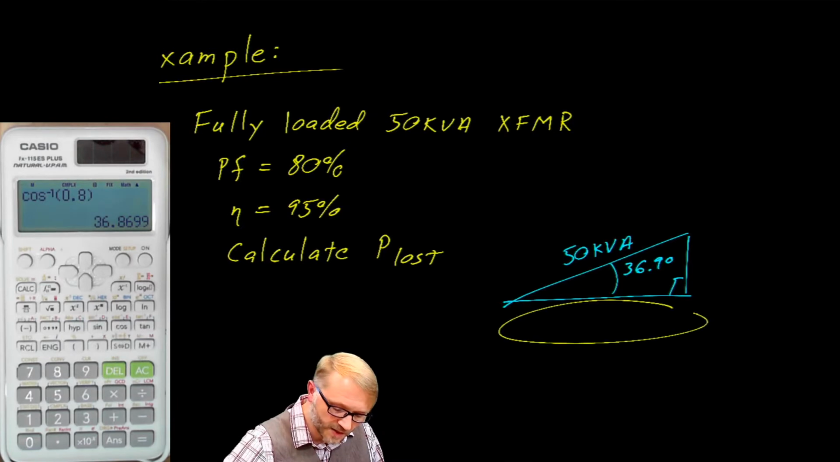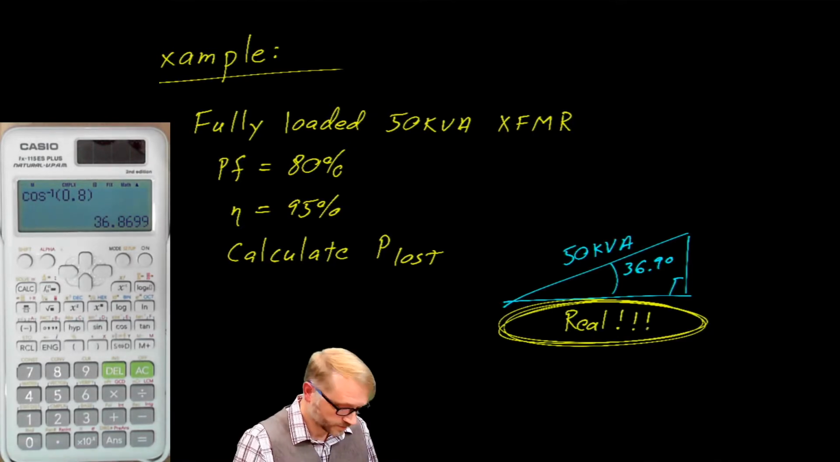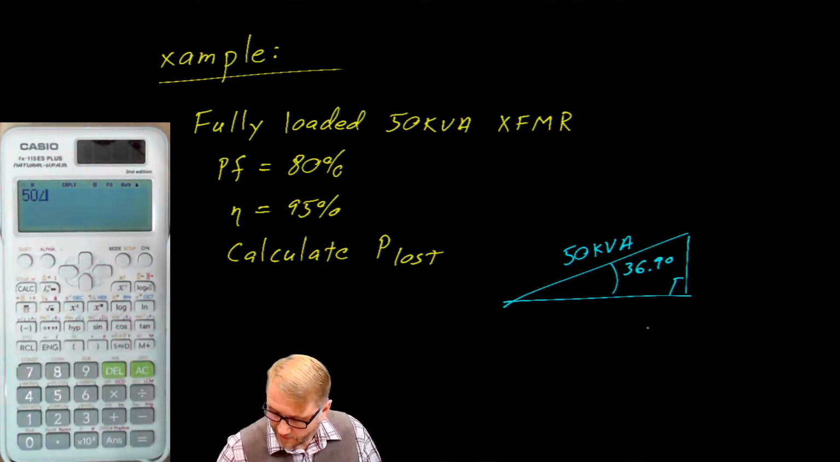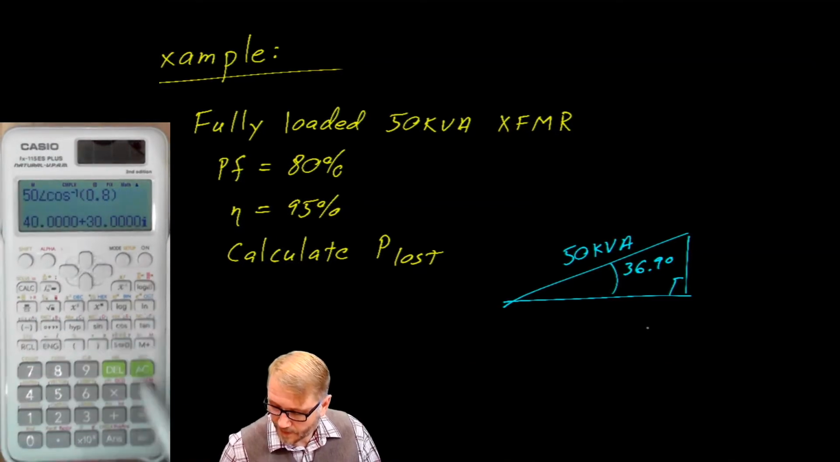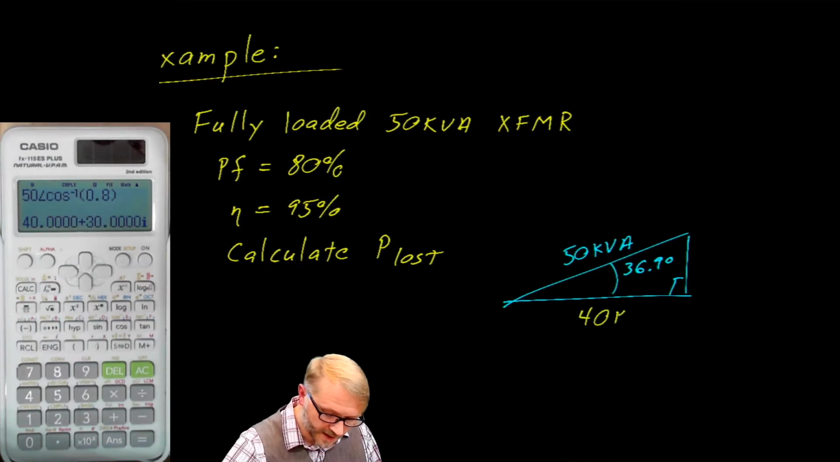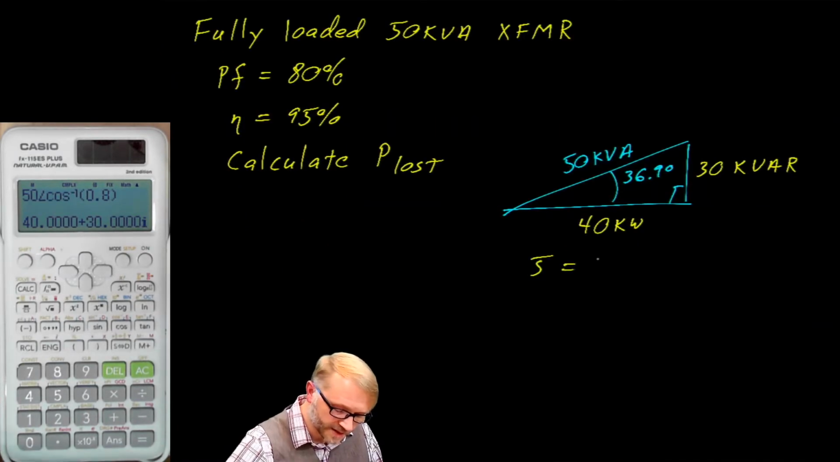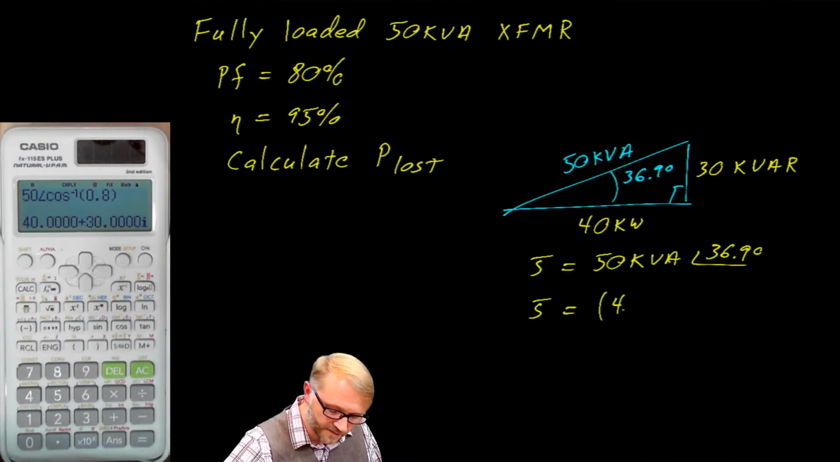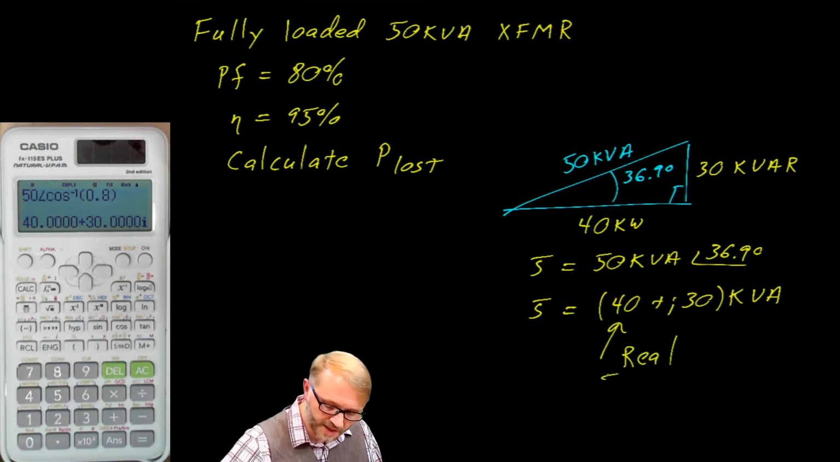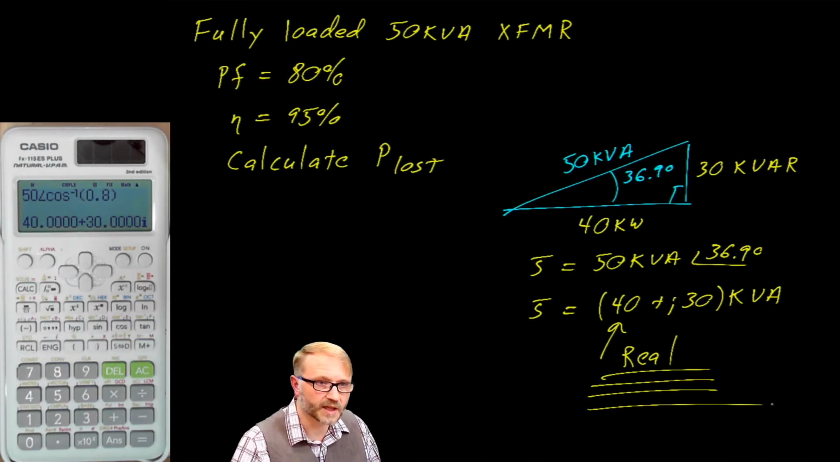We're going to need the real power. 50 at a phase angle of inverse cosine 0.8 gives us 40 kW and 30 kVAR. Complex power is equal to 50 kVA at a phase angle of 36.9 degrees. We could also say complex power is 40 plus J 30 kVA. And again, this is the real part. We are only interested in the real part when we're dealing with power and efficiency.